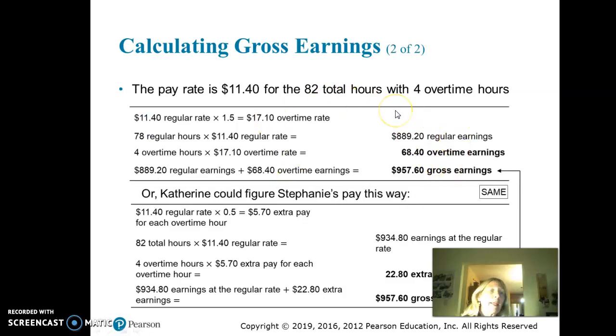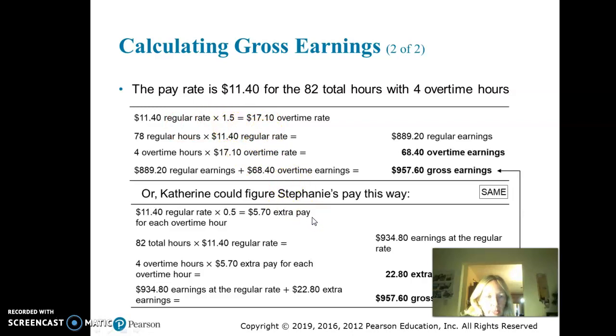They have a very complicated explanation here, but you can take a look at it. They do it two different ways. Your pay rate is $11.40. That's your base rate, your regular rate. So they're showing you how to calculate overtime.